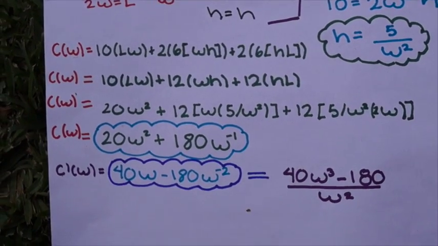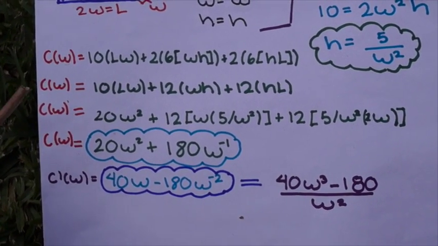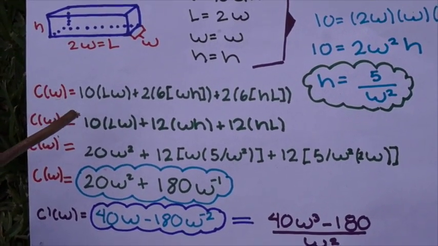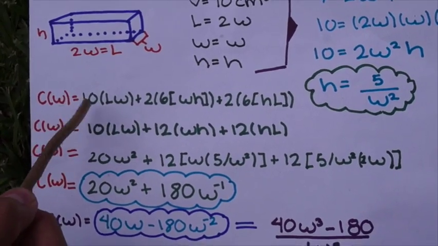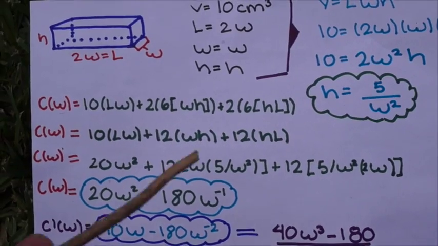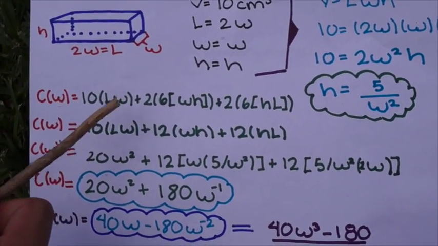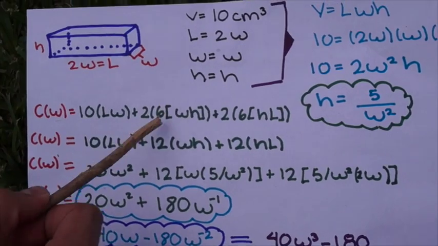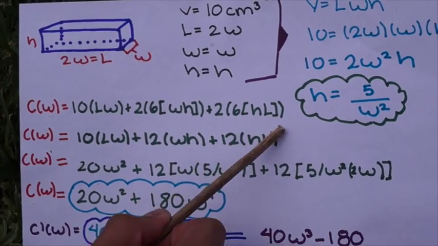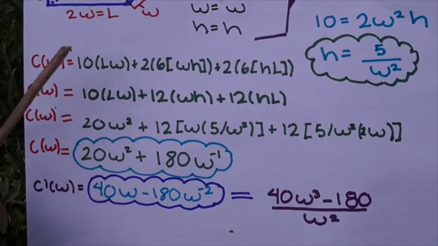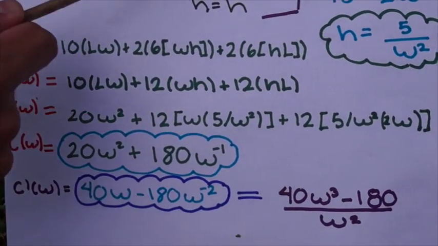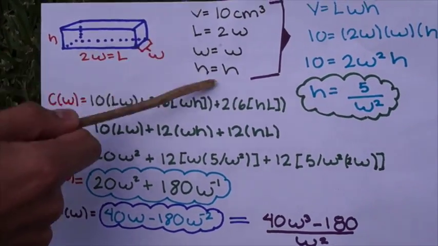So, after all of this, we put the things that we already know in the function form C of w. As we know, the storage container is open, so the base costs $10 per length times width, and we just use one side of the container. Then two sides cost $6 per width times height, and two sides cost $6 per height times length. Finally, we simplify that expression with the values that we already know, substituting from the formulas we obtained before.